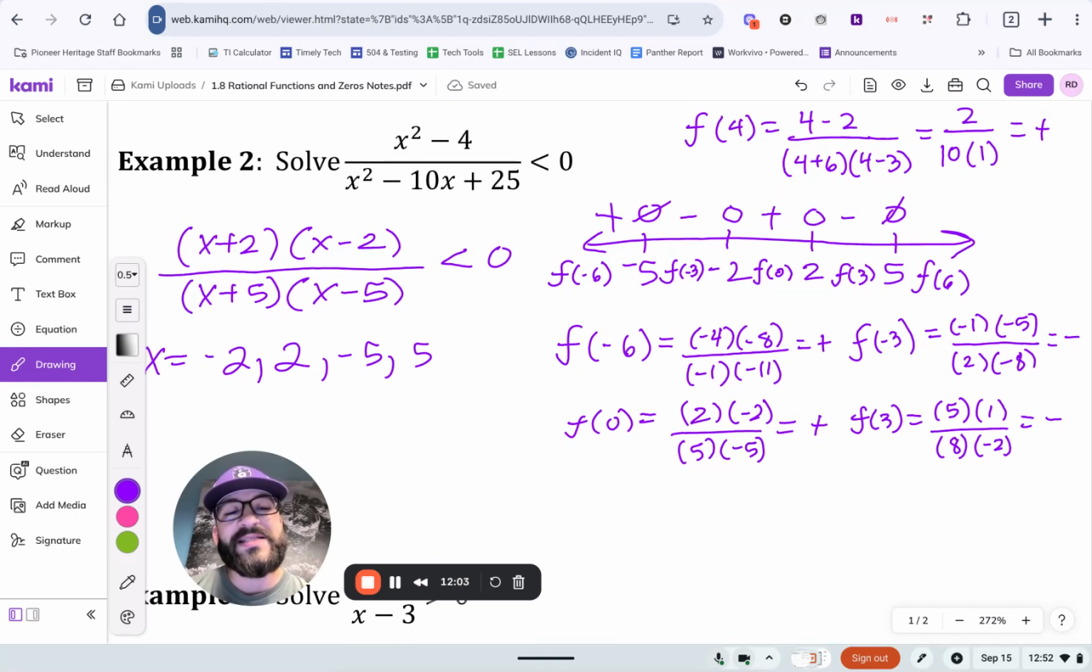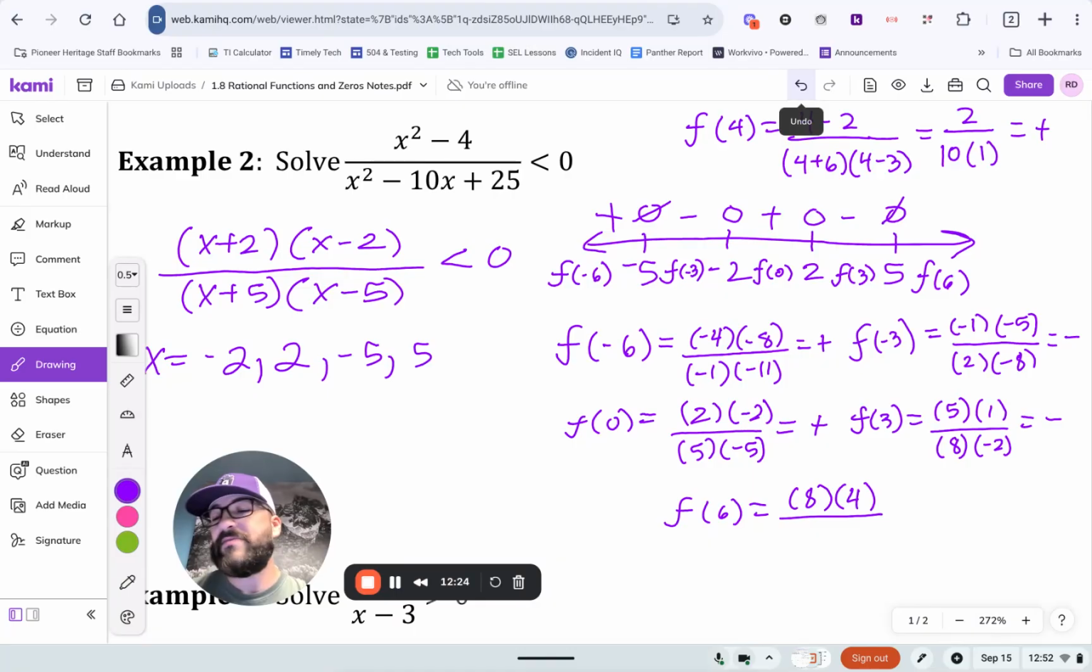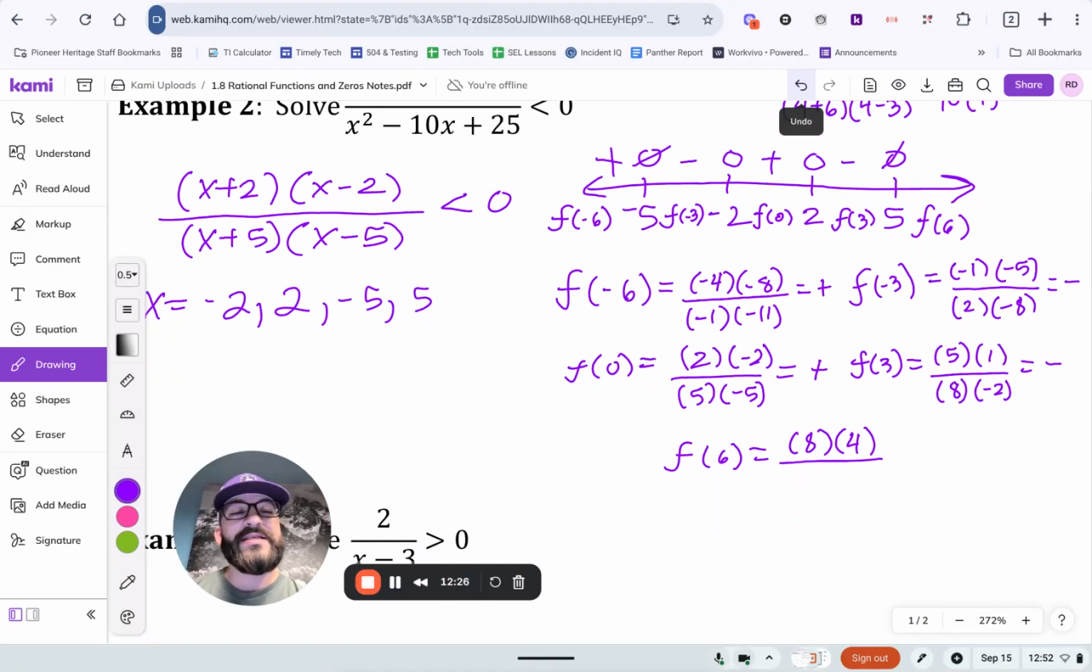And then last but not least, f of 6. 6 plus 2 is 8. 6 minus 2 is -8. Not -8, sorry. 6 minus 2 is 4. See, this is why you shouldn't do all your math in your head. 6 plus 5 is 11, and 6 minus 5 is 1. All positive would give us positive.